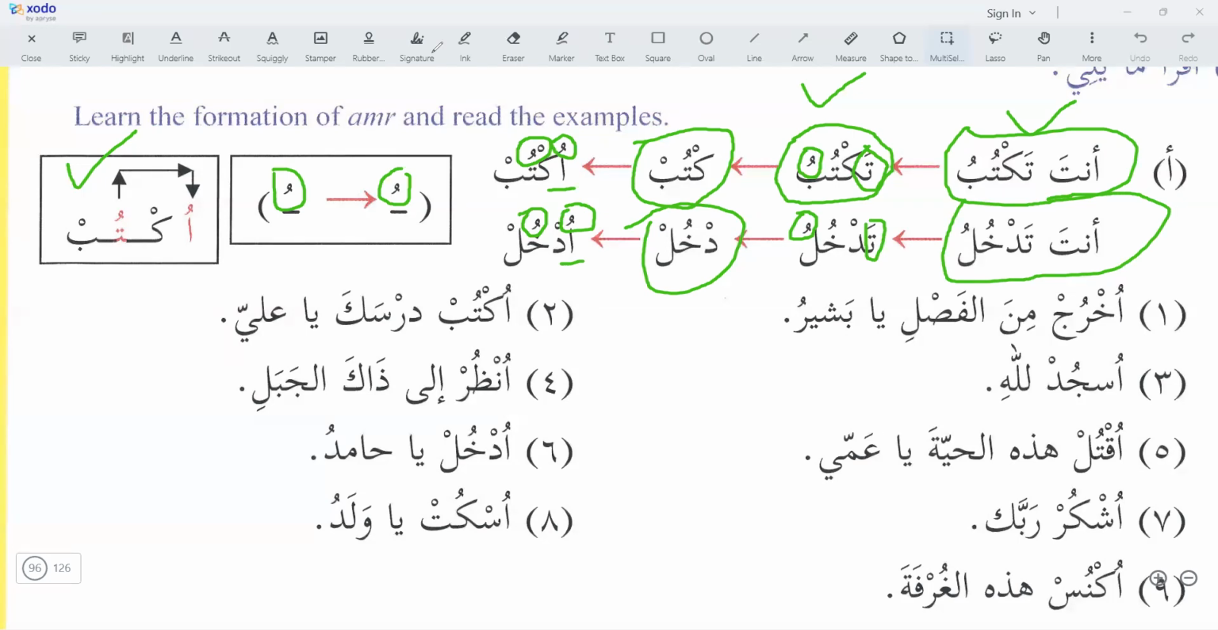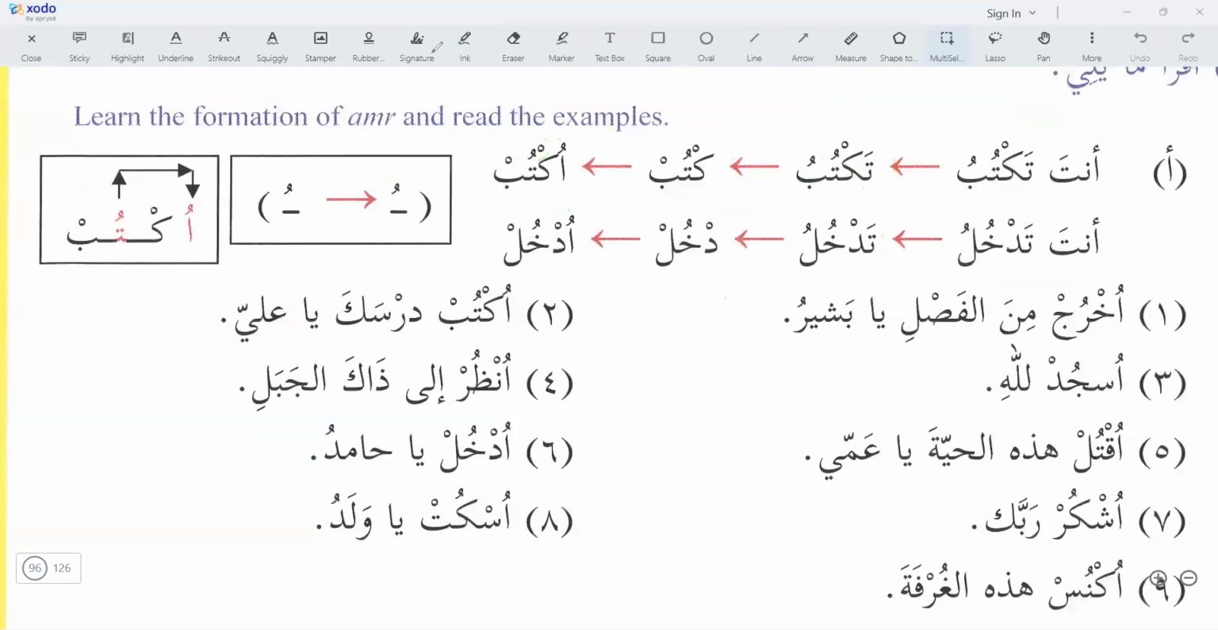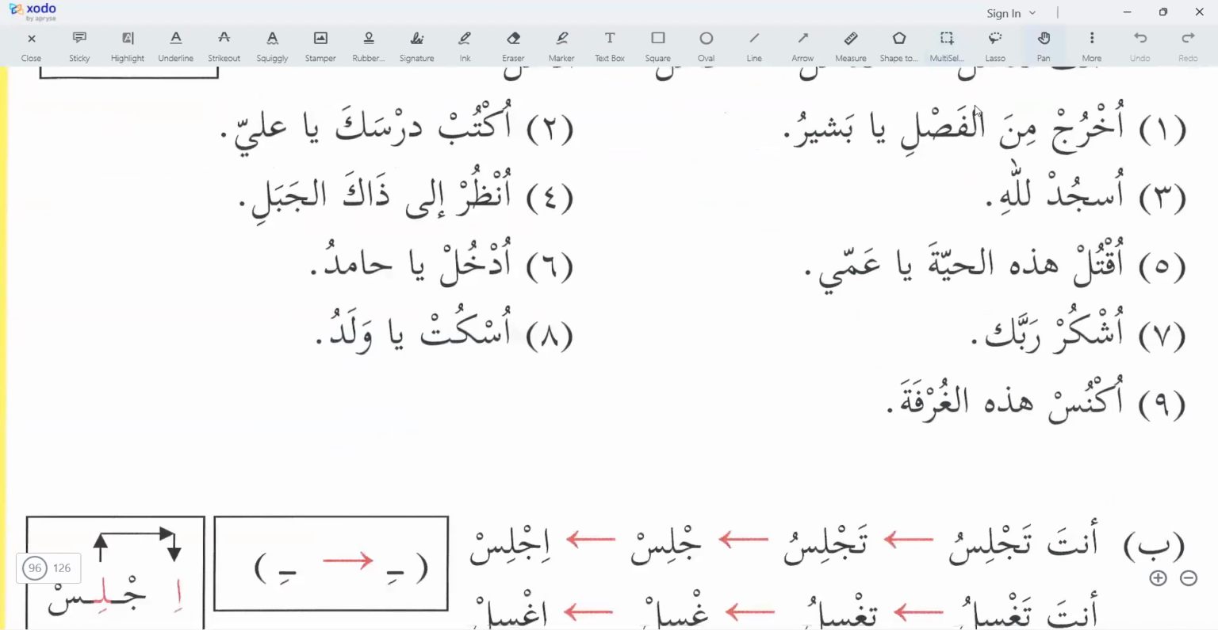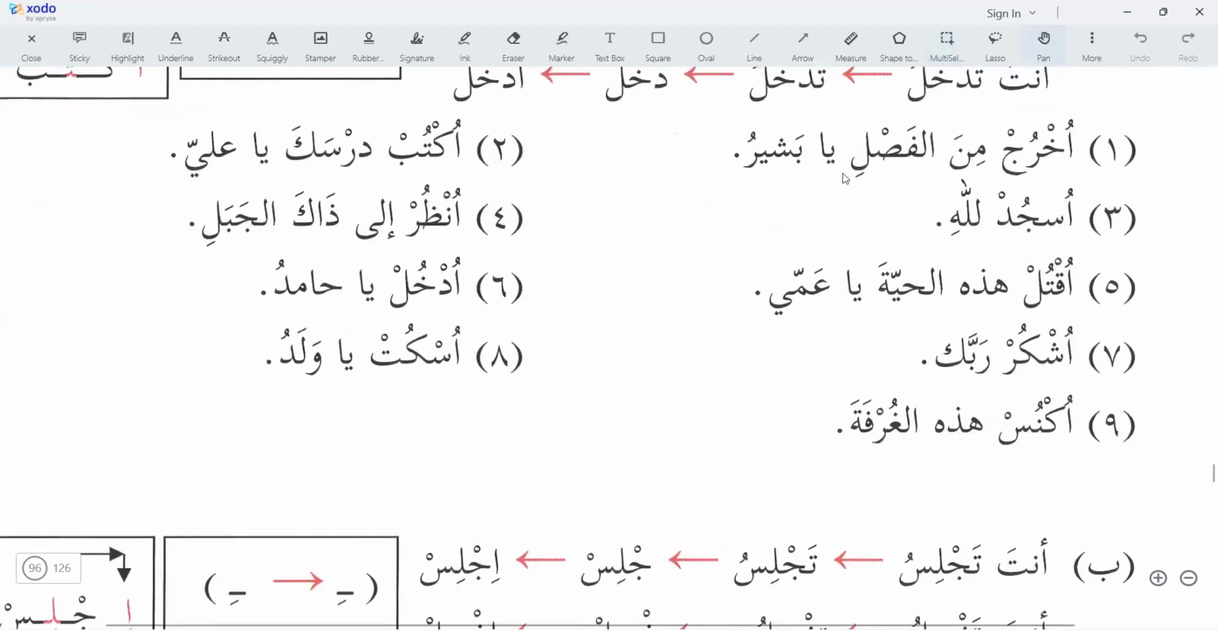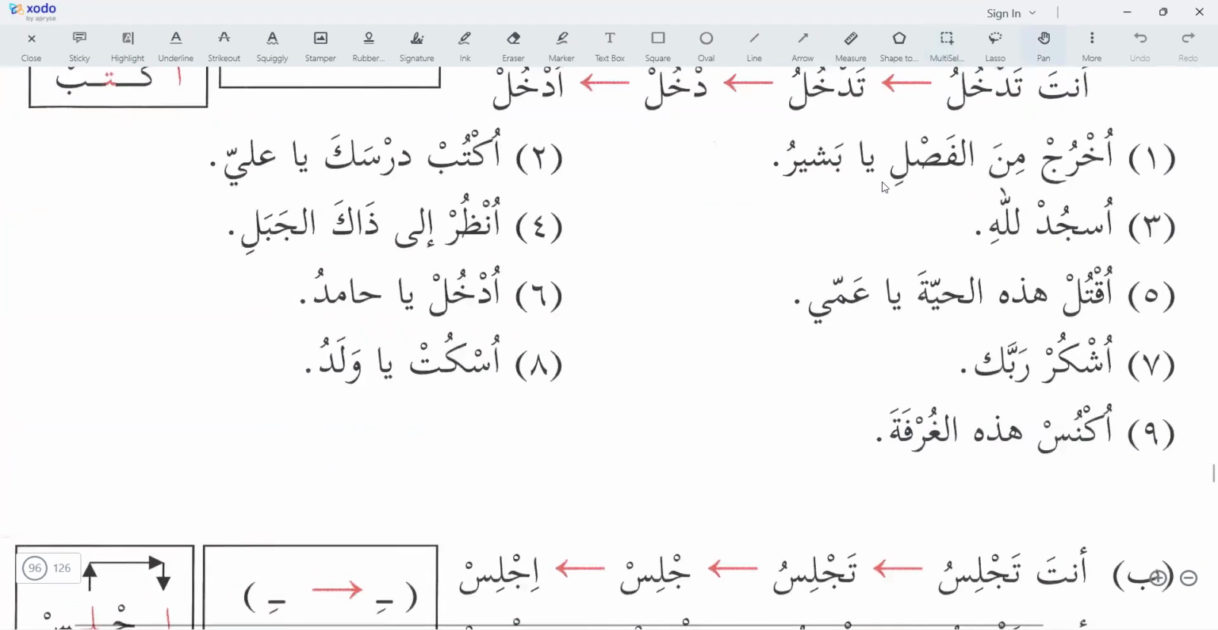Okay. And here are some examples. Who will read this one? Shall I read, sir? Okay, sure. Assalamu alaikum. Wa alaikum assalam wa rahmatullah. Yes, Umara. Yes, sir. Ukhruj min al fasli ya Bashiru. Leave from the class, O Bashir. Exit from the class.